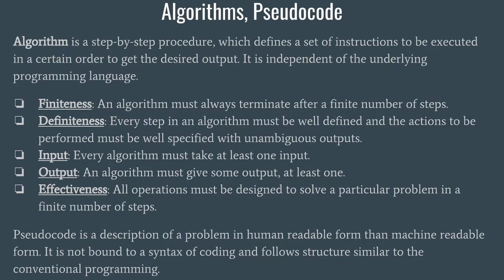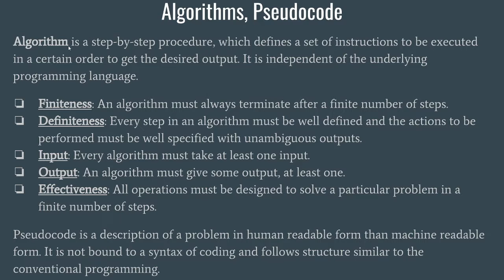So an algorithm is a step-by-step procedure. You must already know that in order to perform any operation, be it making a cup of tea or writing some piece of code, we have to follow a process, and it is the algorithm that we are speaking about. An algorithm is a step-by-step guideline. It is actually a process or a flow in which we approach our problem. The definition says that an algorithm is a step-by-step procedure which defines a set of instructions to be executed in a certain order to get the desired output, and it is independent of the underlying programming language.